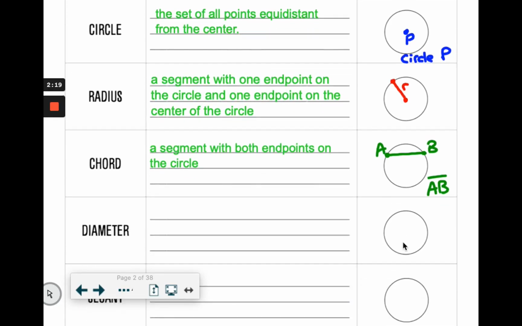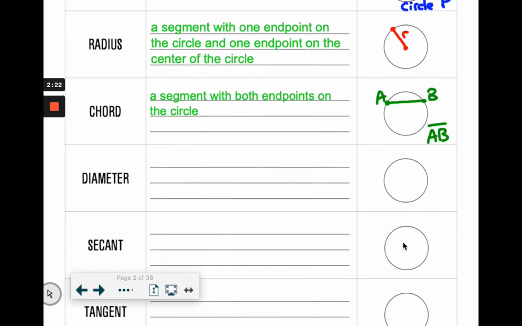Next, diameter. It's a chord, but now it goes through the center. Again, if you don't know this word, I should probably get a different job. A diameter goes through the center point, so it cuts the circle right in half, and that's going to be a helpful measurement for something like circumference. Now we're getting into some more words that you might not know.